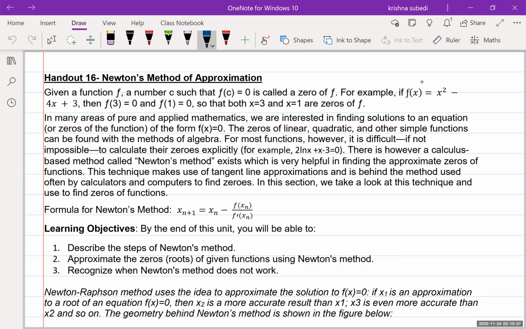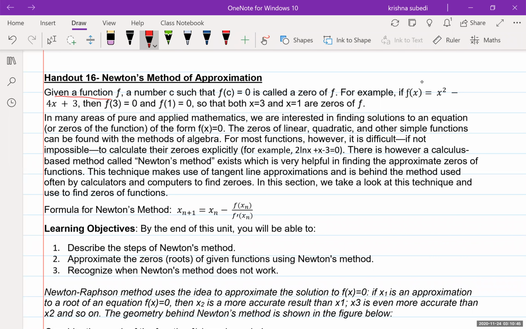So today we'll work on Newton's method of approximation. Given a function f, a number c such that f of c equals 0 is called a zero of f. I think you already know this from your high school or pre-calculus. For example, if f of x is x squared minus 4x plus 3, then f of 3 equals 0 and f of 1 equals 0. If you just substitute those values there, that's what you're going to get. So both x equals 3 and x equals 1 are called the zeros of f.